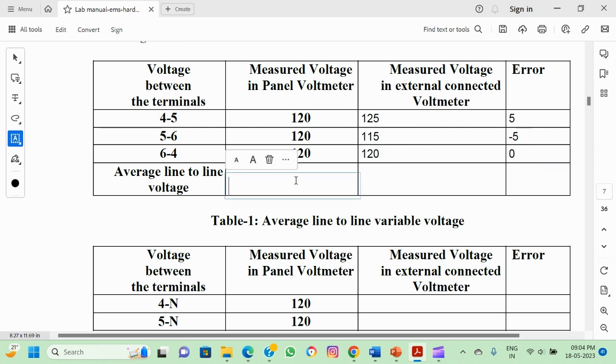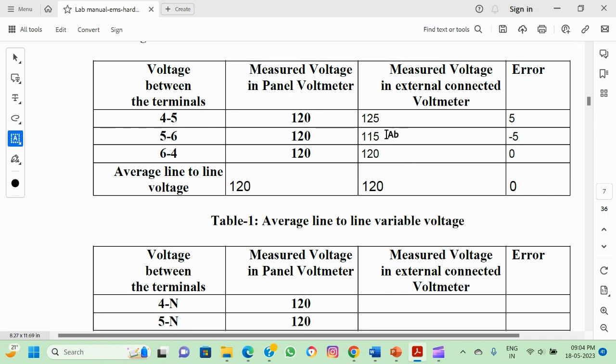What will be the average here? 120. And here, what will be the average? You can calculate 120, 115 plus 125. If you sum these three, how much will it be? We have to add 120 and 115 and 125. So the total will be 360. If we divide it by 3, it will be again 120. So here what is the error? It is 0.